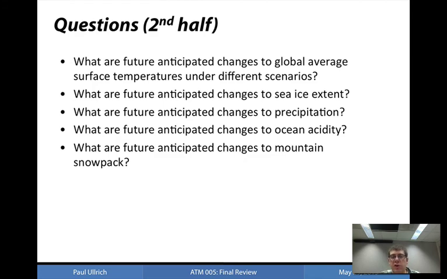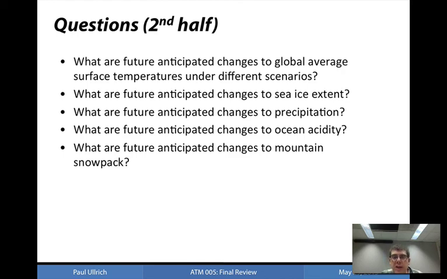We discussed future anticipated changes to global average surface temperatures under different scenarios. Namely, under the weaker scenarios, we're going to see a 2-degree rise in surface temperatures by the middle of the century and the end of the century. Whereas under the business as usual scenario, we were seeing a 2-degree rise by the middle of the century, followed by a 6 to 8 degree rise by the end of the century.